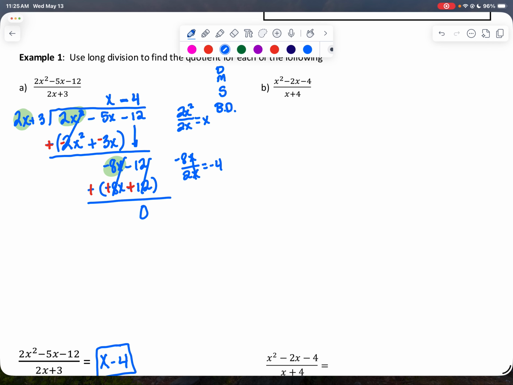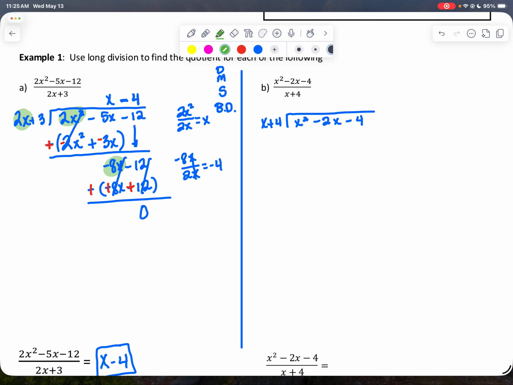So in problem B, we have x squared minus 2x minus 4 divided by x plus 4. Let me kind of separate this a little bit so it's easier to see. All right, I'm going to take my divisor, x plus 4, and then I'll put the dividend here. And then I'll start my long division steps, which are first step, divide. So take your first term divided by your first term. So x squared divided by x would give you x. Put that above the negative 2x.